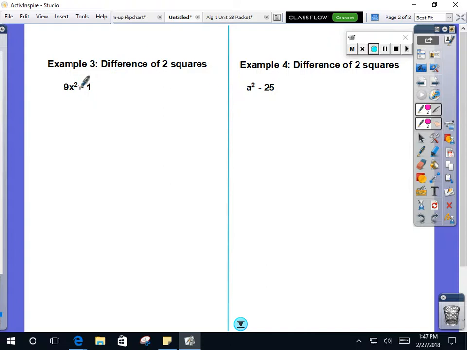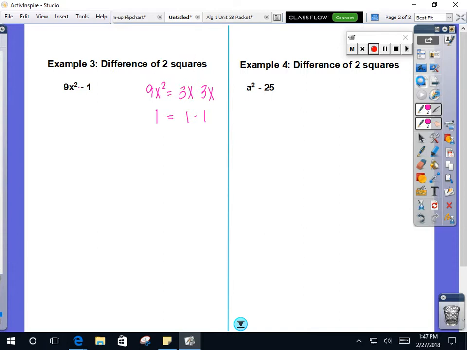Now, you see how it's obviously a difference because subtraction. And the reason it's called a difference of 2 squares is because this is a perfect square and this is a perfect square. The reason 9x squared is a perfect square is because 3x times itself is 9x squared. That's what it means to be a perfect square. Like, that's why 25 is a perfect square. 5 times 5 is 25. 1 is also a perfect square because you can do 1 times 1. So since you're subtracting these and both of them are perfect squares, that's known as a difference of 2 squares.